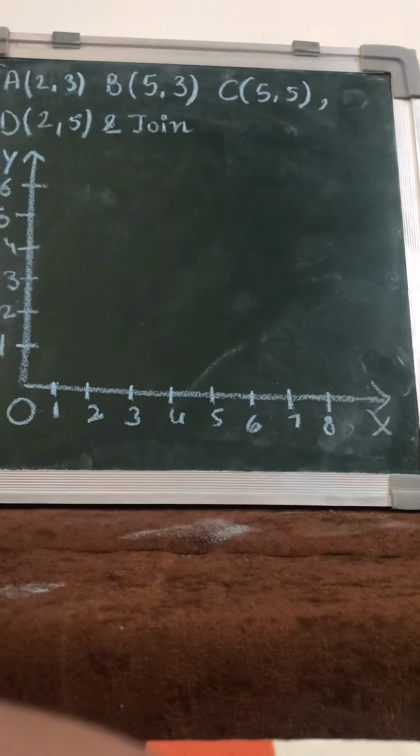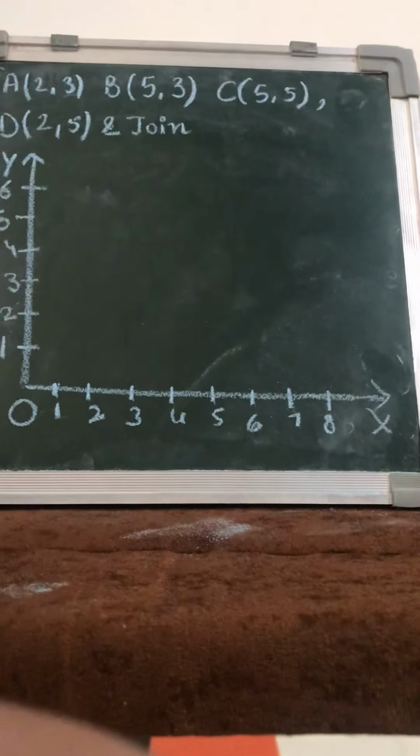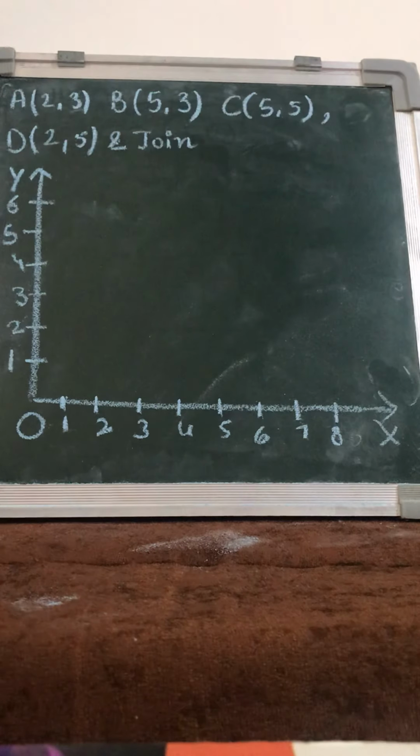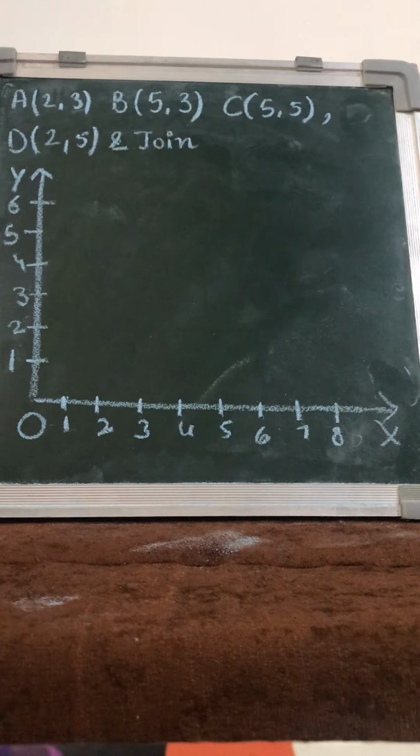The question says that we are given 4 points, right? The 4 points are A (2, 3), B (5, 3), C (5, 5) and D (2, 5). We have to join the points and then we have to see what kind of figure we obtain, right? So you have understood the question. Now let's start by joining.